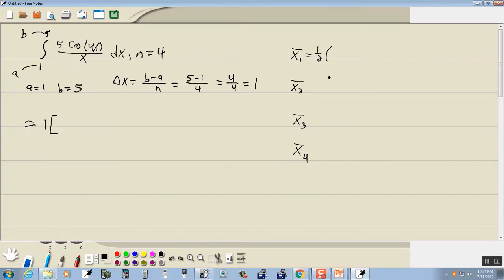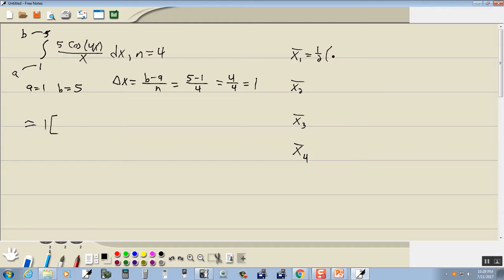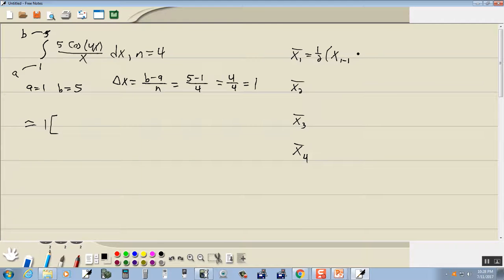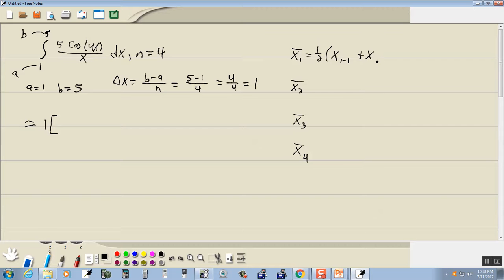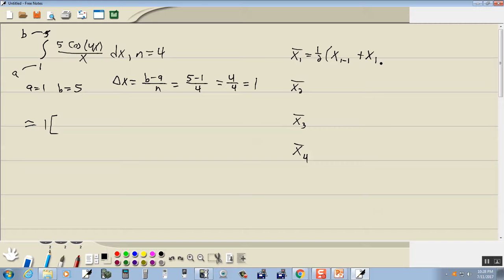Well, this one's 1. So if I put 1 here, 1 minus 1 is 0. So we got x sub 0. Now, actually, let me write it out. Okay, so this will be x sub 1 minus 1 plus x sub 1, like that.